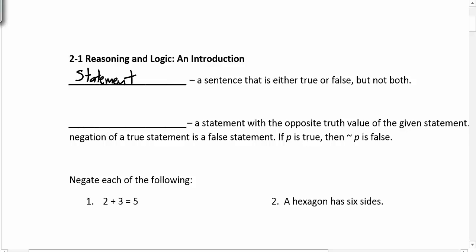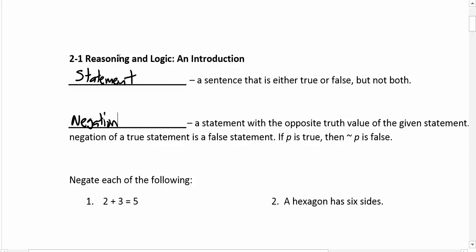A statement with the opposite truth value of the given statement is its negation. The negation of a true statement is a false statement. If P is true, then not P is false. We call this a negation. Okay, so in logic, we make a sentence. We say something, and logically, that sentence is either true or false. It can't ever be both. And sometimes it's necessary to look at the opposite of that particular sentence, and so we call that a negation.